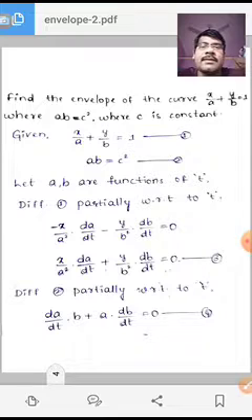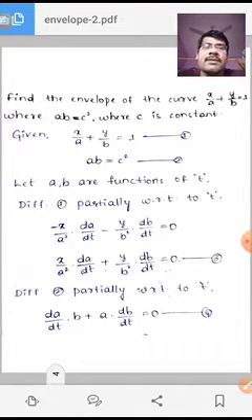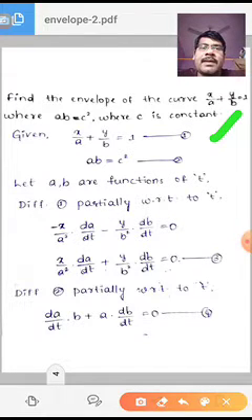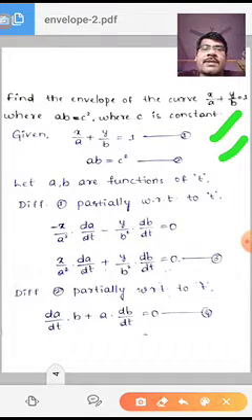Find the envelope of the curve x by a plus y by b is equal to 1, where ab is equal to c square, where c is the constant. Here x by a plus y by b is equal to 1 is equation 1. The relation ab is equal to c square is equation 2. Here a, b are the functions of t.